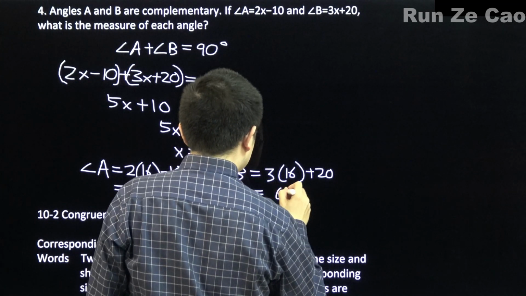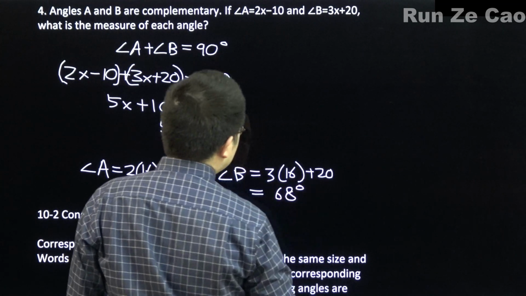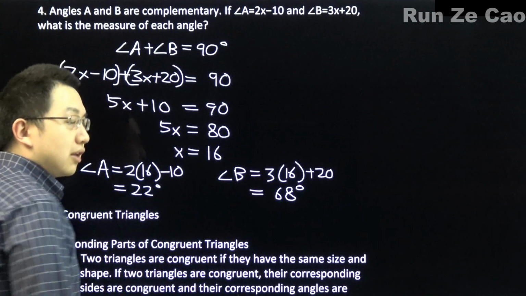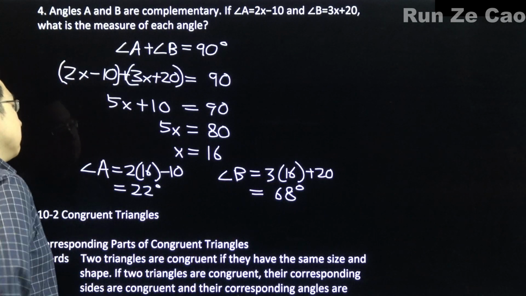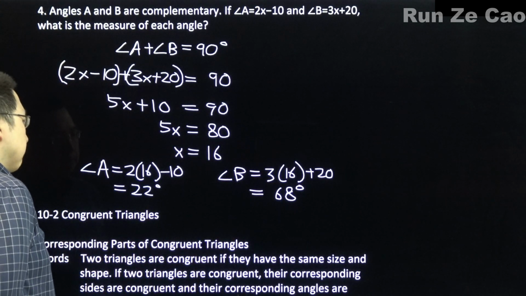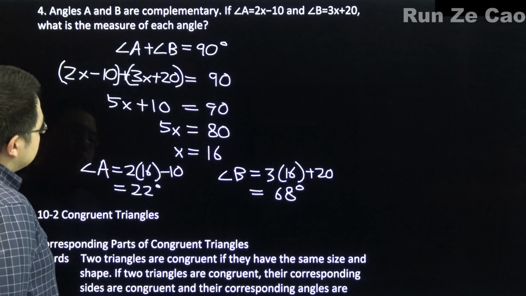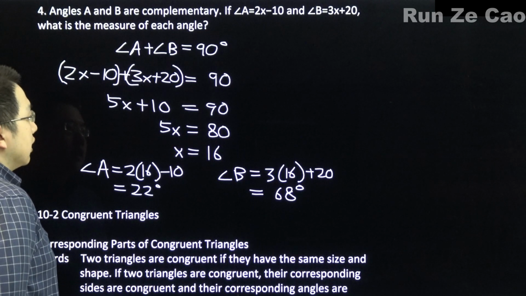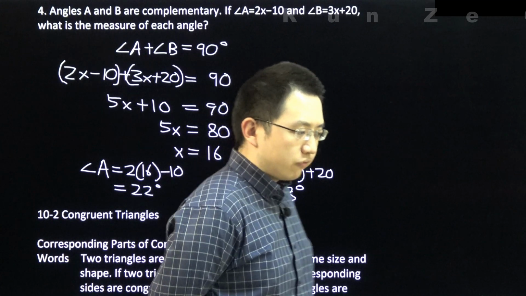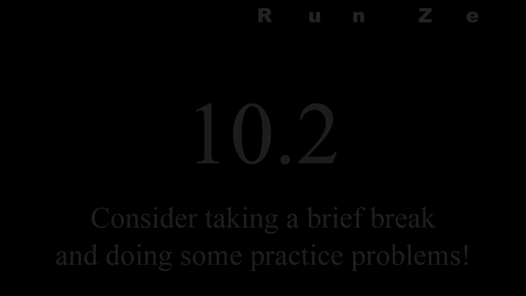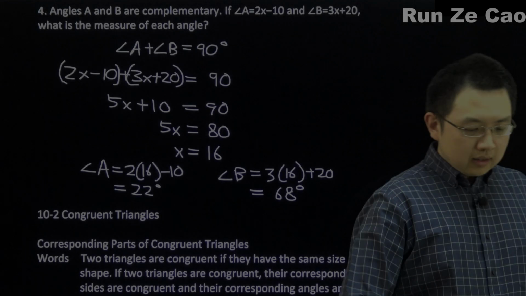So this is going to be 68 degrees. Because 3 times 16 is 48 plus 20. Okay. 68 plus 22 is 20 plus 70, so 90 degrees. Wonderful. This was correct. Moving on.